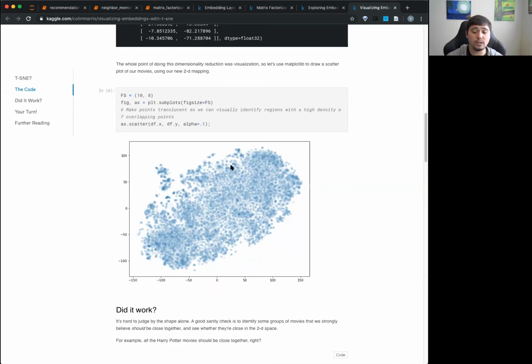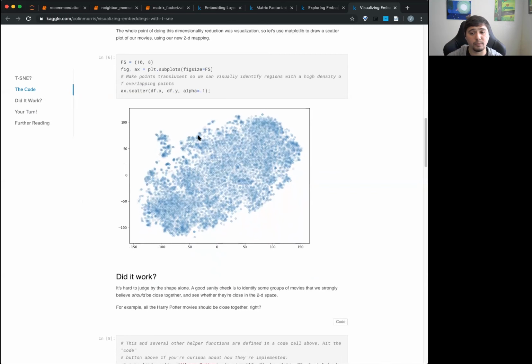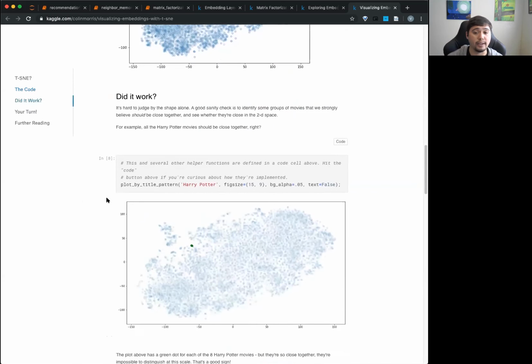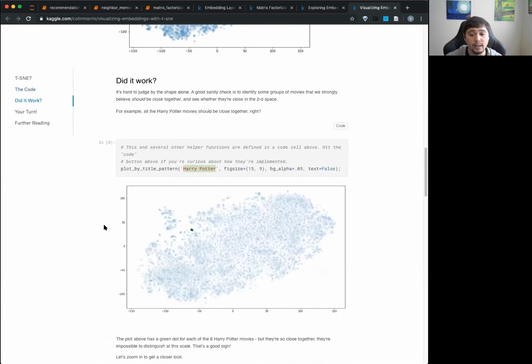Okay, so what's kind of cool, he does a little bit of exploration, saying, okay, here's all the movies, let's go ahead and look at things like finding all the Harry Potter movies. So all the movies that have the words Harry Potter in them. And it turns out these are the little green dots. What do you expect? All the Harry Potter movies would be close together because they're very similar.